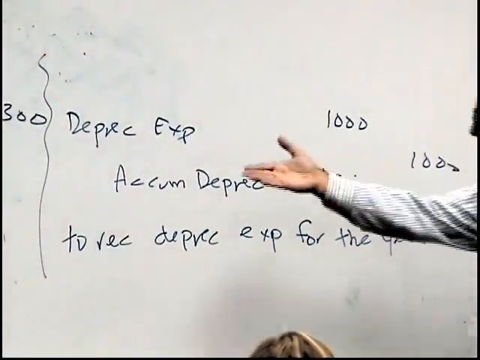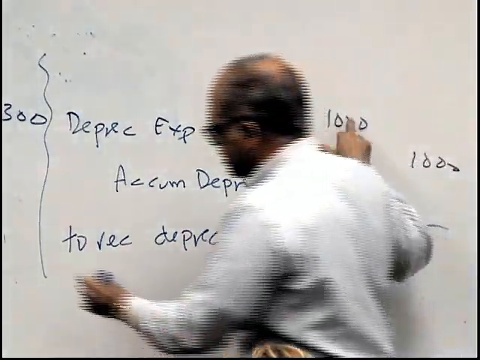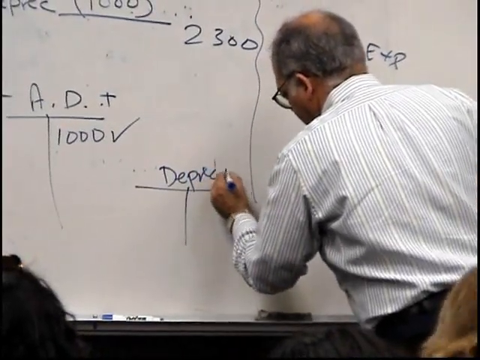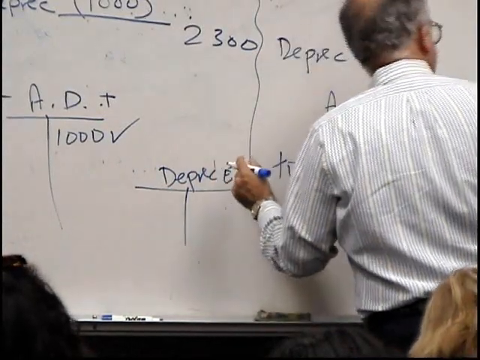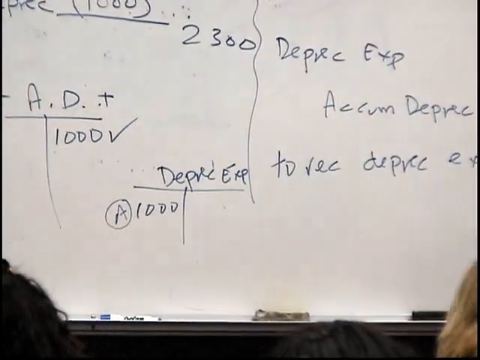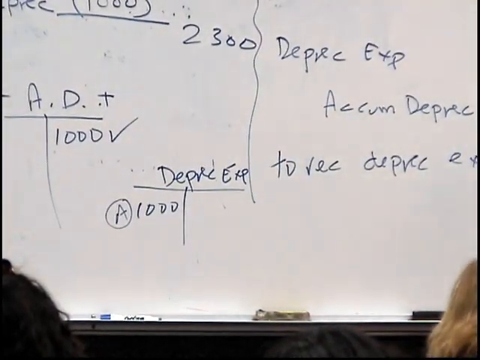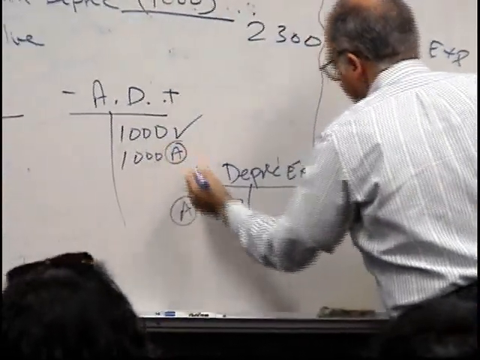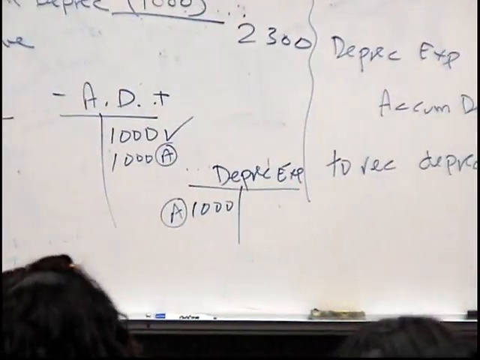And if I'm going to post it into the account, I'm going to debit depreciation expense. Here's another key account for $1,000. I'm going to call that A as a reference, and this is another $1,000, and that goes into the contra account.